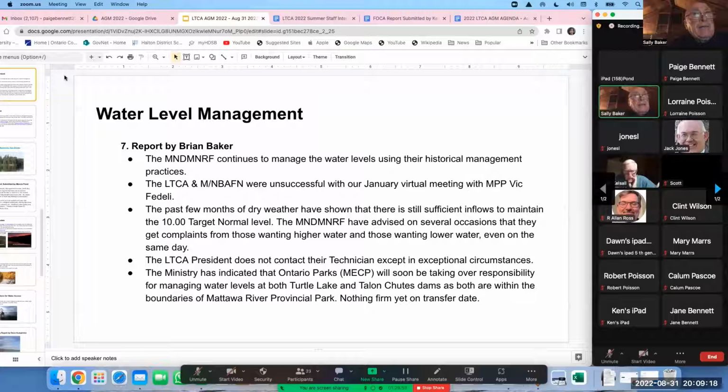The kind of thing that's changed this year is that the ministry, the so-called Ministry of Natural Resources, has indicated that Ontario Parks, which is part of the Ministry of Environment and Parks Conservation, will soon be taking over responsibility for managing water levels on both Turtle and Talon Chutes dams, as they are within the boundaries of Mattawa River Provincial Park. So that was a revelation, and we didn't expect to see that coming.